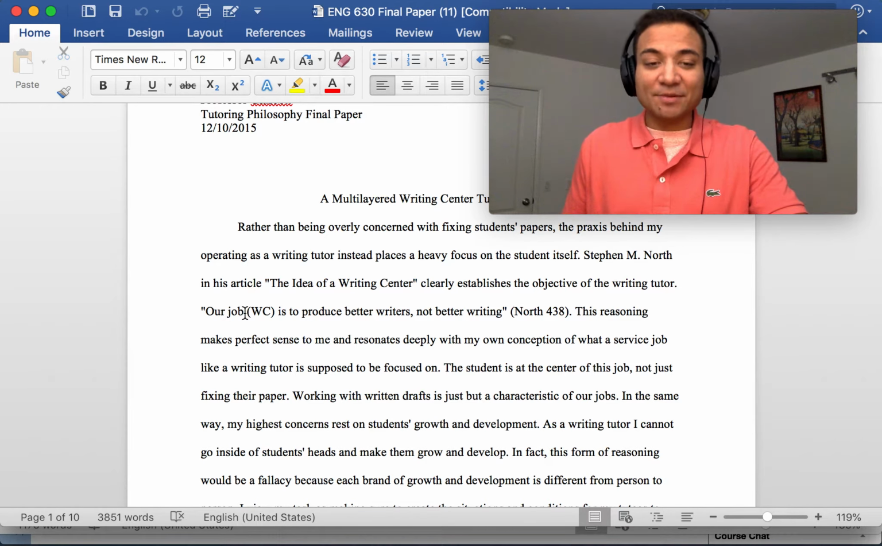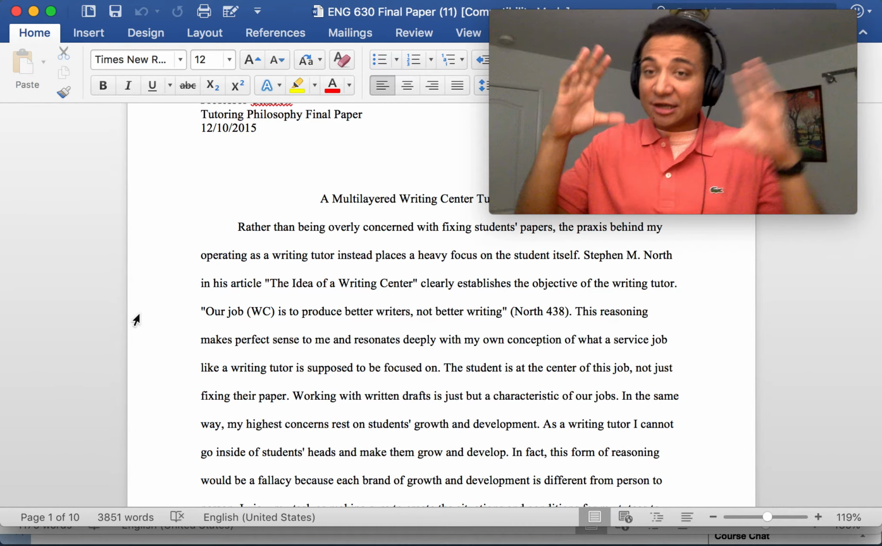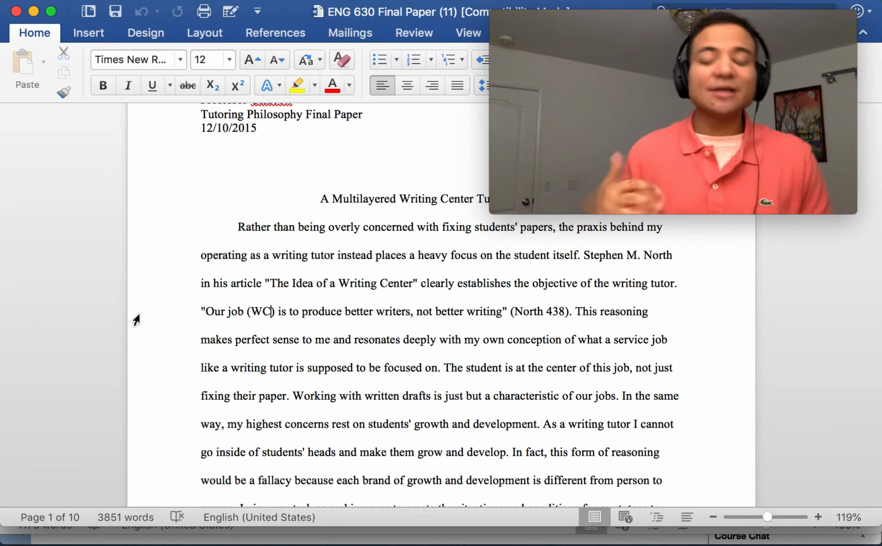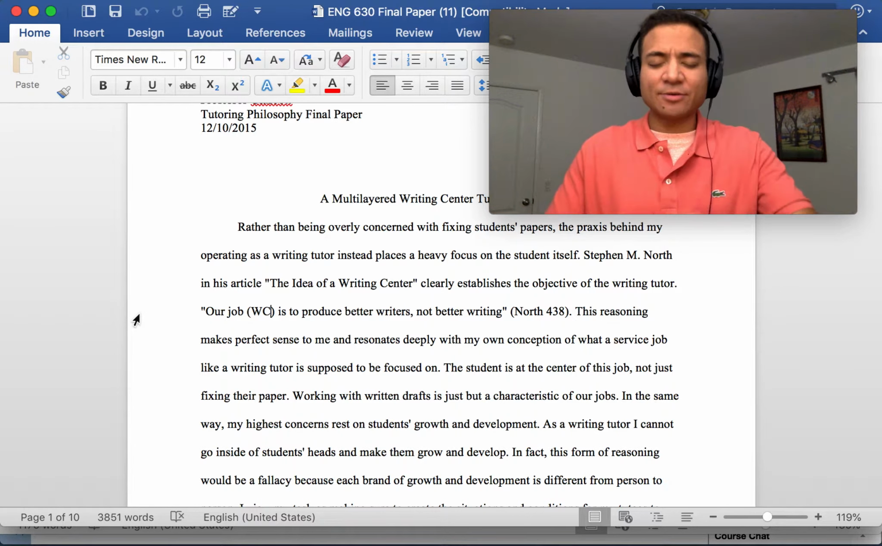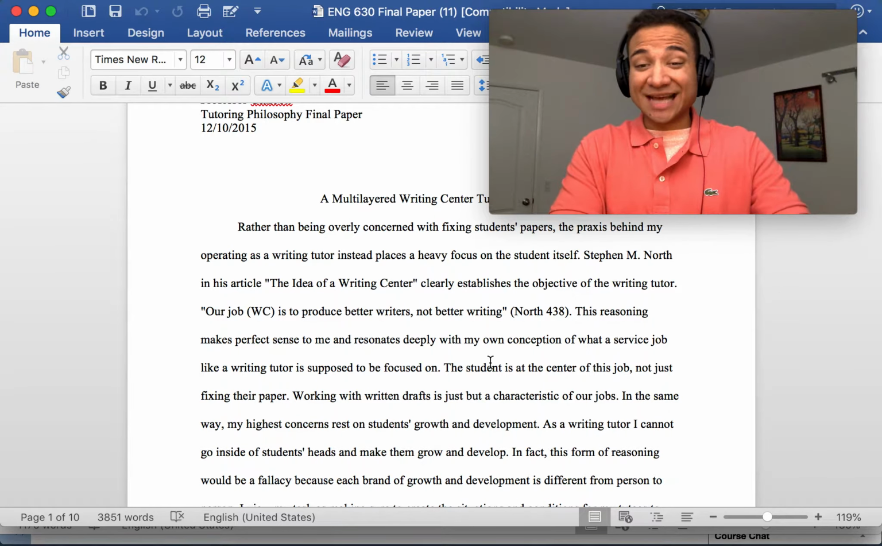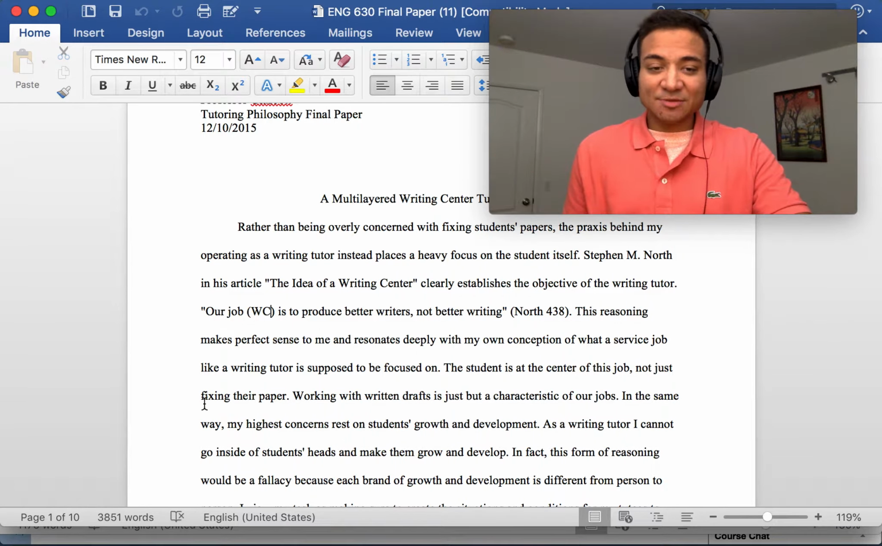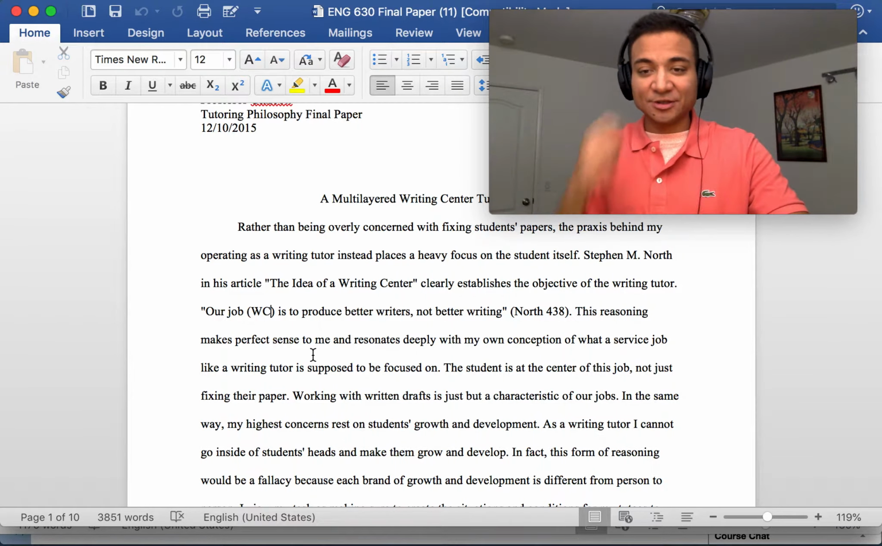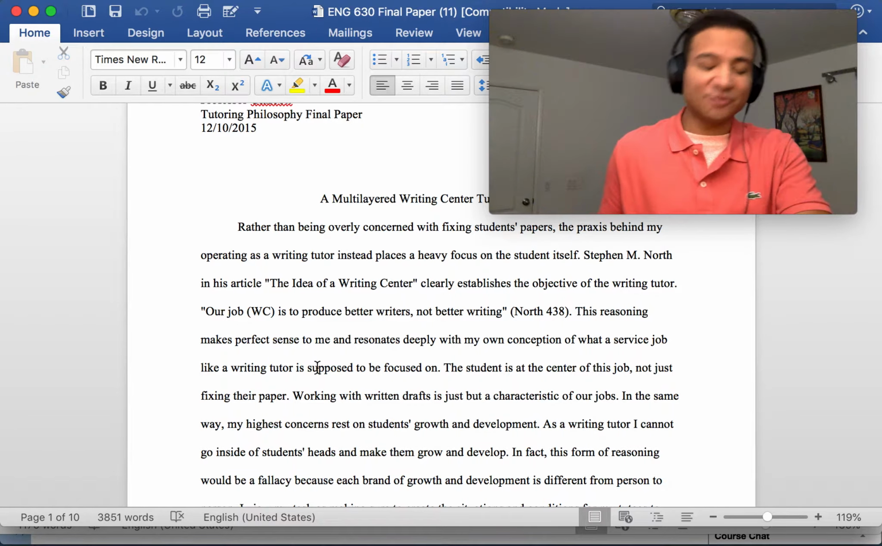Our job, I put this in parentheses because when the subject is not clear, you can clarify that with parentheses, our job, we're talking about the writing center, is to produce better writers, not better writing. The person's last name, North, 438. This reasoning makes perfect sense to me, that resonates deeply with my own conception of what a service job like a writing tutor is supposed to be focused on.